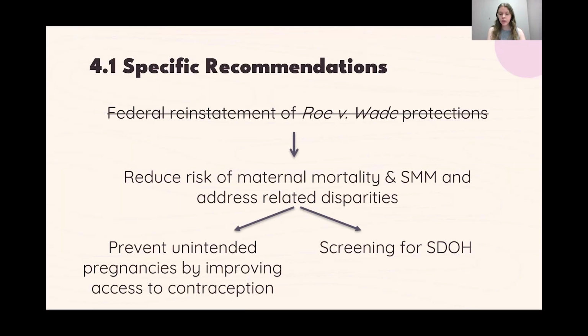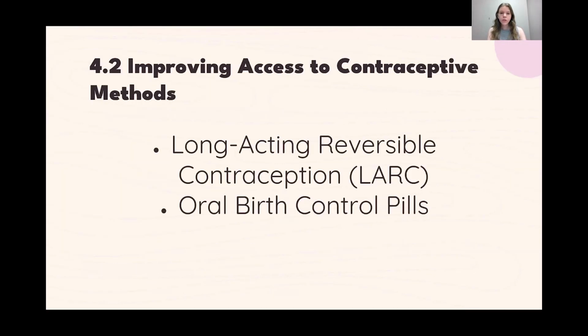to address these disparities. So for contraception, the two methods that we'll be focused on are long-acting reversible contraceptives, or LARC, which includes things like IUDs and implants, and then oral birth control pills. They're among the most common methods, but awareness of these methods is lower than that of other methods like male condoms, so there's a need for increased exposure and access.